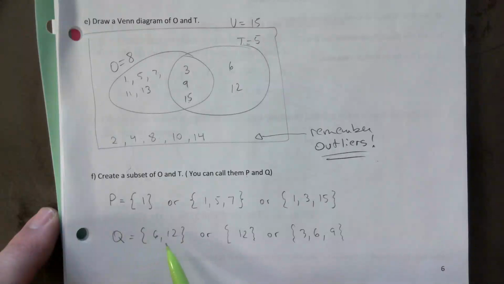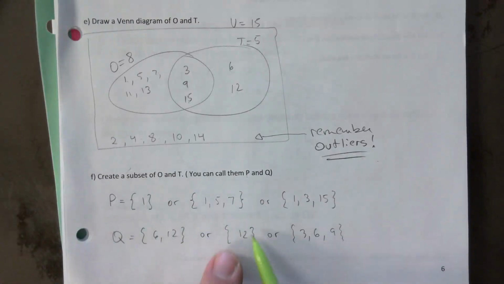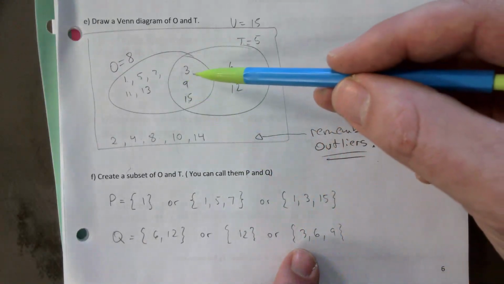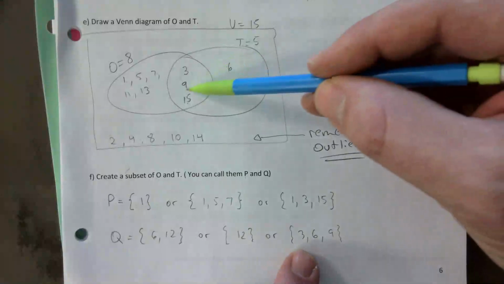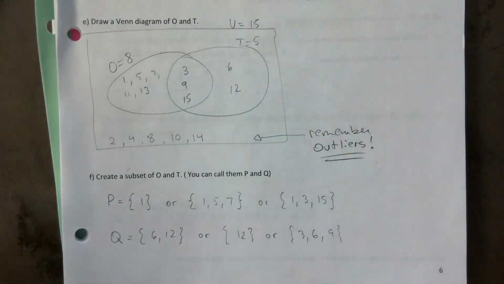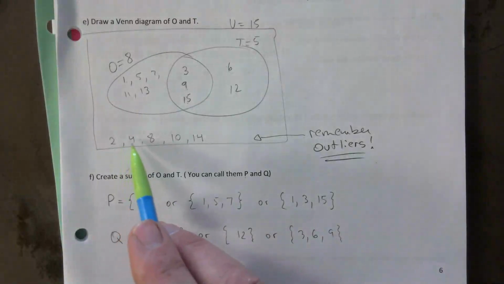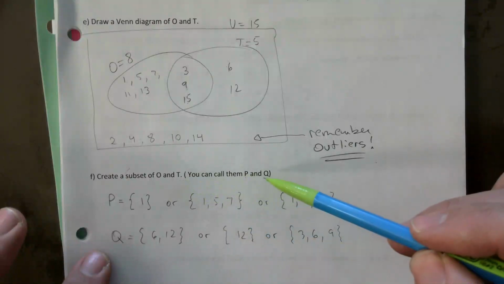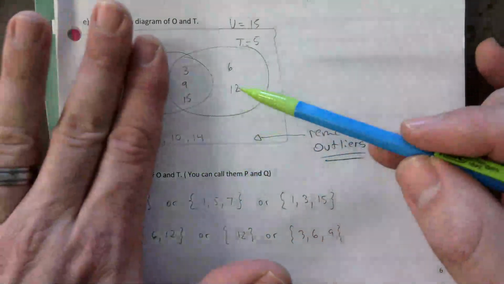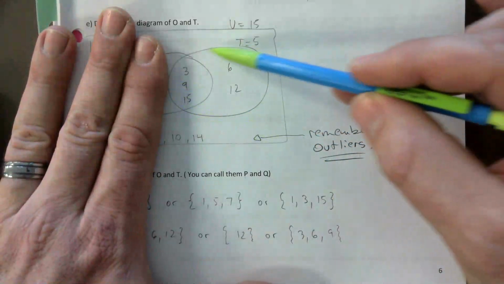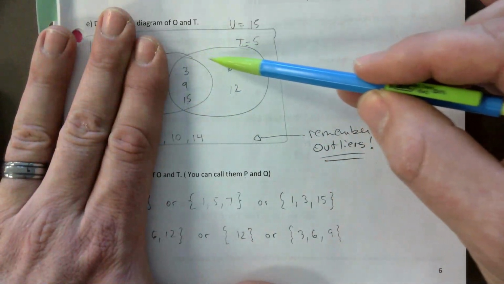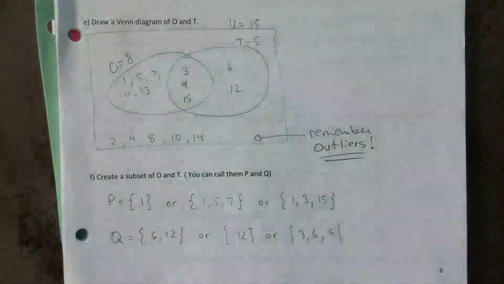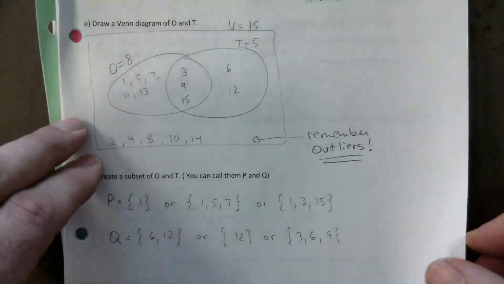Same with Q. I just picked any 2. I may have picked just 1. I actually picked 3, 6, 9, right? So anything, just grab it from them, as long as you don't grab from outside. For example, Q is a subset of T. You are restricted to whatever is inside of T, right? So you have to grab from that list. You can't grab from anywhere else, or it's no longer a subset, okay?